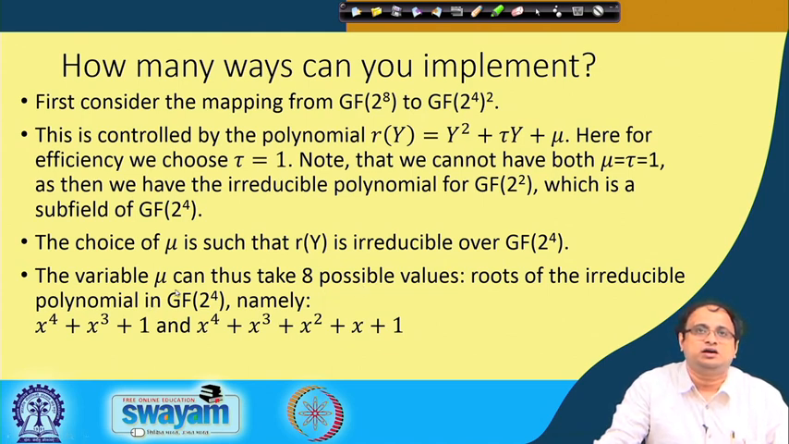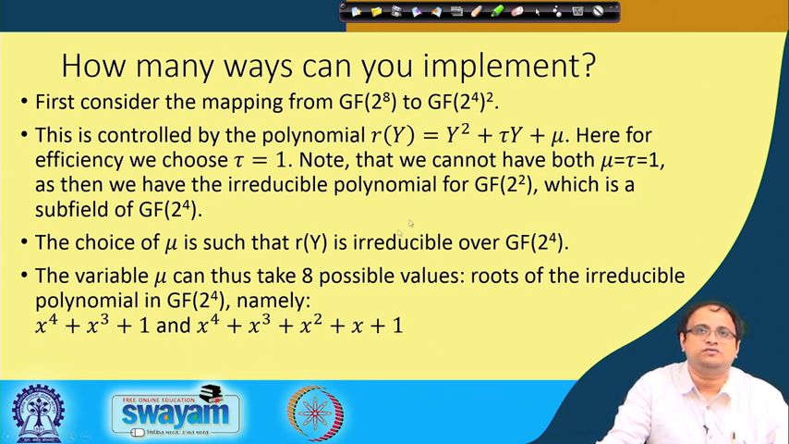You can see that the four roots will come from the equation x^4 + x^3 + 1, which is an irreducible polynomial over GF(2^4). You can get 4 distinct roots if you solve the pentanomial x^4 + x^3 + x^2 + x + 1, which is another irreducible polynomial of a different kind for GF(2^4). So this polynomial gives 4 roots and that polynomial gives 4 roots, and therefore in total you have 8 possible values of mu. You can have 8 possible choices for mu.